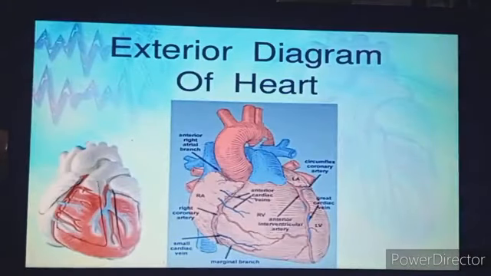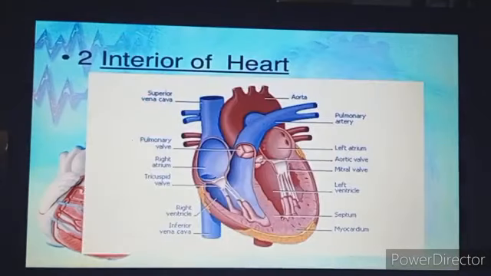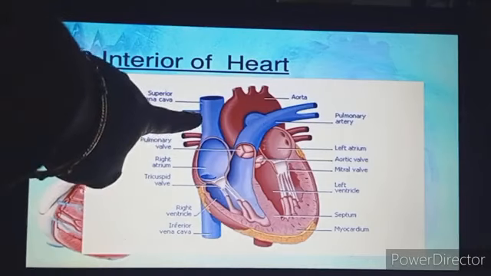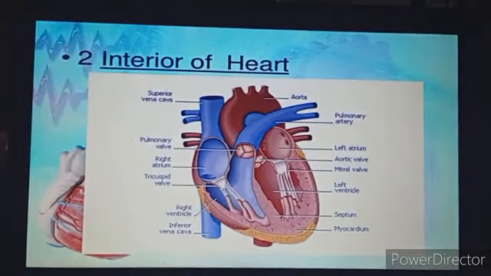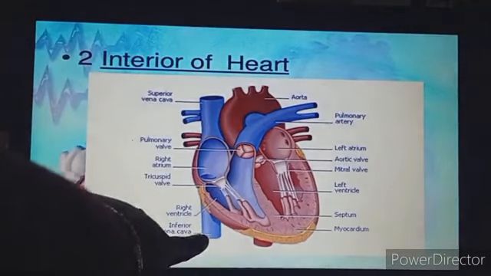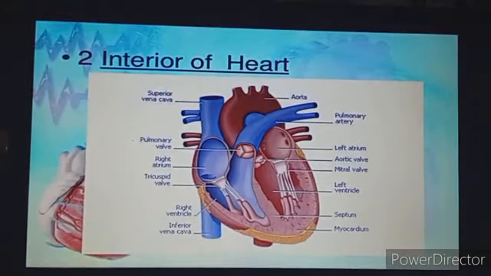Now, here you can see in the module the exterior diagram of the heart, which shows the various parts of the heart. And how does it look from inside? This is the interior of the heart. The red artery shown in the center, the larger one, is the aorta. On the right side, you can see the superior vena cava, and below you can see the inferior vena cava.